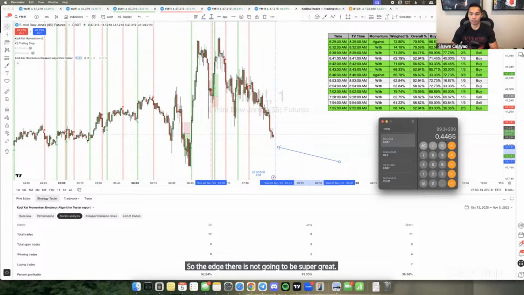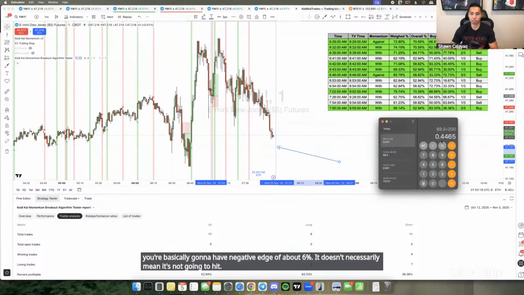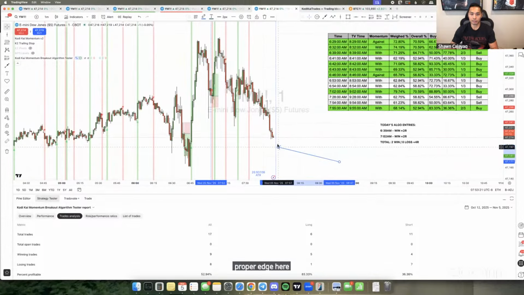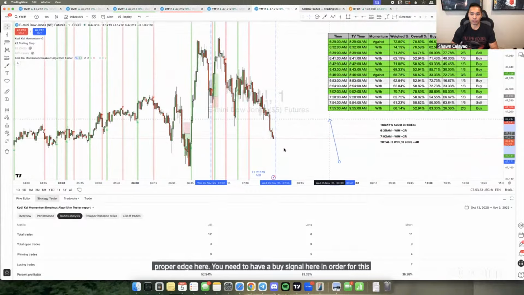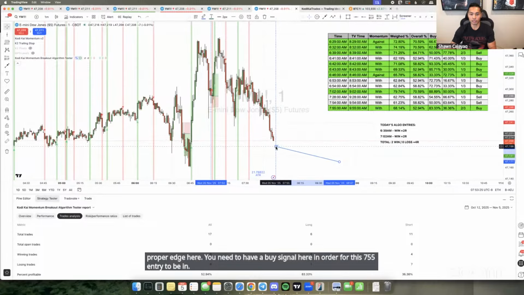You're basically going to have negative edge of about 6%. It doesn't necessarily mean it's not going to hit, but you're not going to have proper edge here. You need to have a buy signal here in order for this 755 entry to be in, actual entry there.